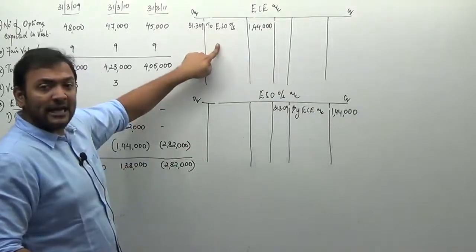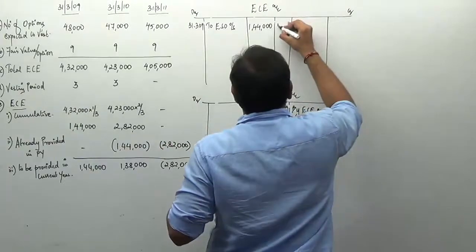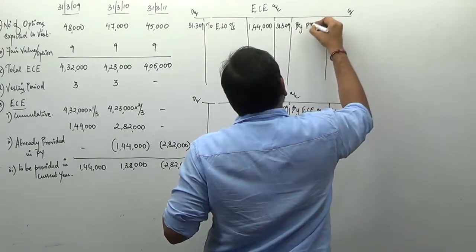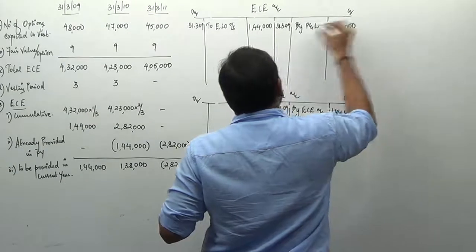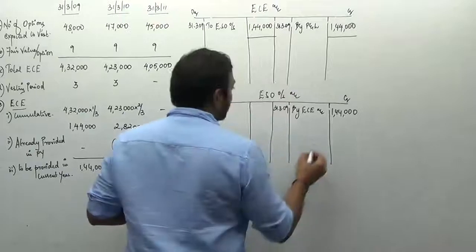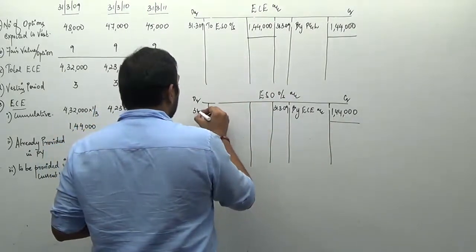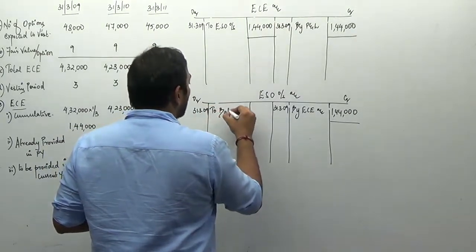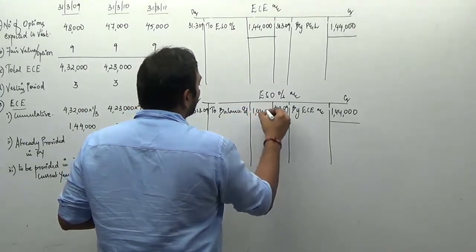What do I do with the ECE? ECE is a nominal account. It should be transferred to P&L at the end of the year. So on 31st March 09, by P&L, we will always close this, 1,44,000. That will bring us to the end of the first year. But your ESO outstanding, we have to carry forward the balance to the next year. It's a provision maintained. So balance carried down, balanced on the debit side, that means it has a credit balance of 1,44,000.